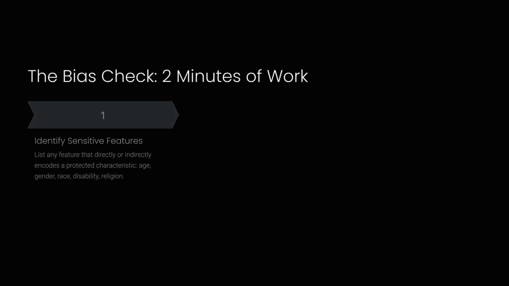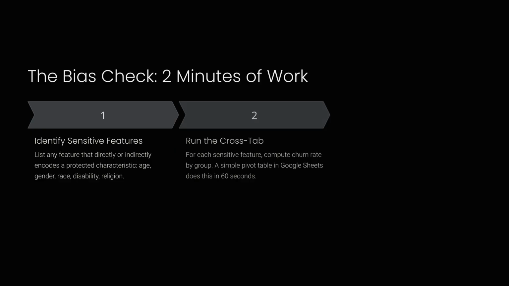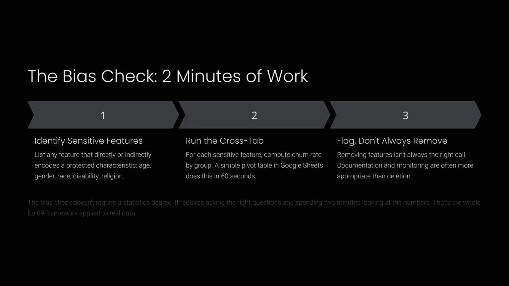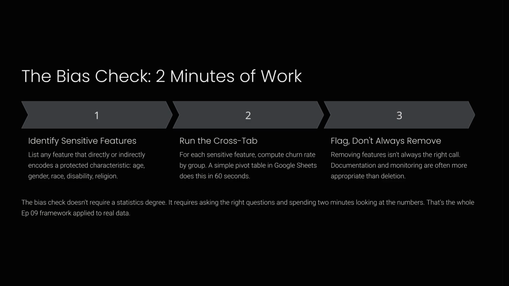The bias check is quick. Identify sensitive features, run a cross-tabulation to check churn rates by group, and then flag any risks found. Deletion isn't always the solution. Documentation and monitoring are often more appropriate than removing features.